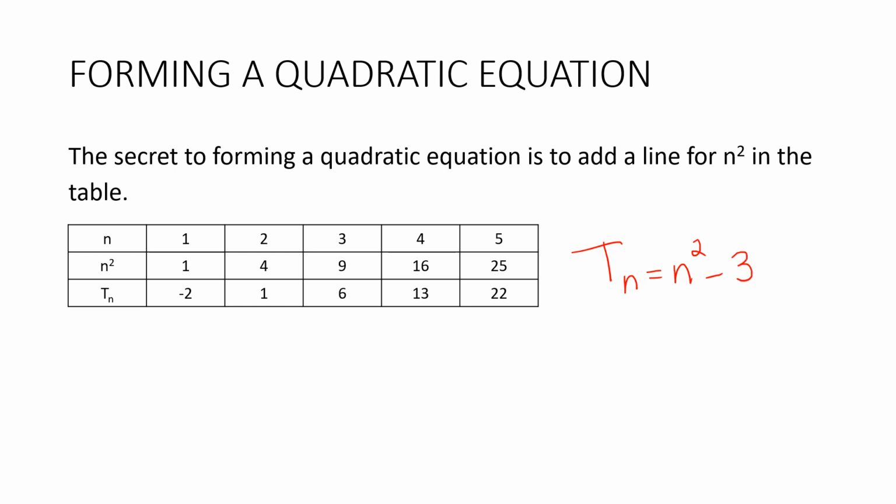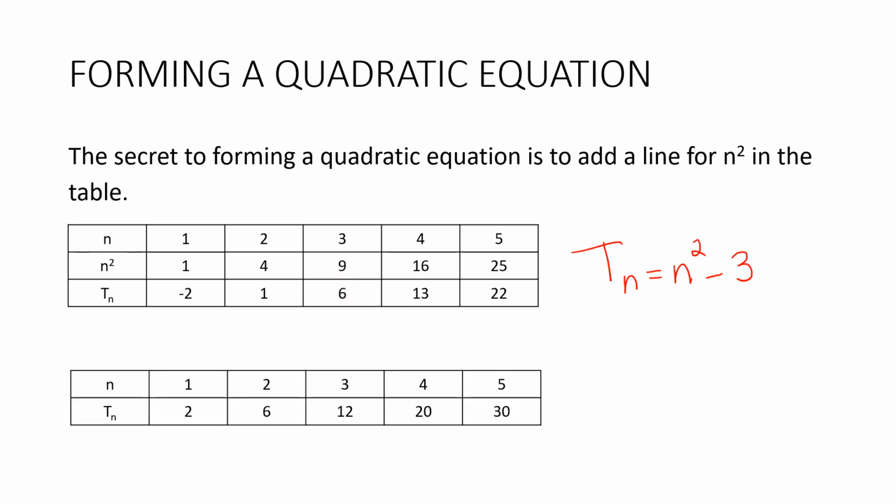Let's test it. n squared is 1, take away 3 is negative 2. n squared is 4, take away 3 is 1. This works, doesn't it? Okay, so there's our pattern. All right, here's one more. I've got 2, 6, 12, 20, 30. Is it quadratic? Let's just see if it is. Here we're adding 4, adding 6, adding 8. It is, isn't it? Adding 10.